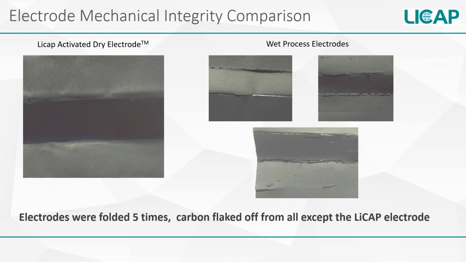These photos show the results of a simple comparison of the mechanical integrity of electrodes manufactured with Licap's activated dry electrode and other electrodes manufactured using the wet method. All electrodes were folded 5 times each and examined. As you can see, the dry electrode is more mechanically robust in both the bulk matrix and the important electrode current collector interface. There is no flaking or cracking of the dry electrode compared with the wet processed electrodes. In the following slides, we'll examine other electrode-specific performance factors.